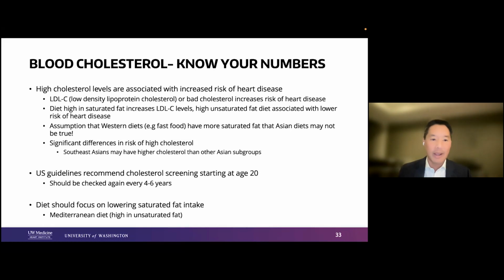And then again, I tried to synthesize things together with respect to diet. So we'll talk a little bit more about this, but really what we want to do is to replace the unhealthy saturated fats with unsaturated, both mono and polyunsaturated fats, such as what we see in the Mediterranean diet. And this is one way to improve our overall health is by incorporating a Mediterranean style diet.